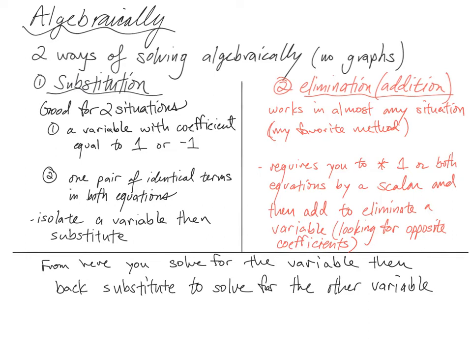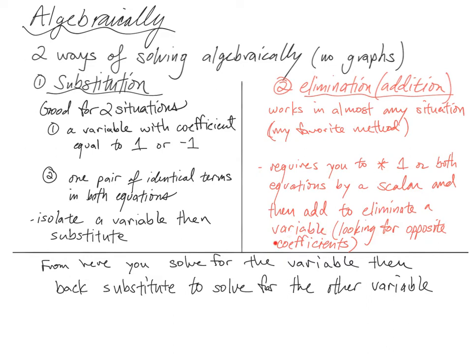As far as elimination is concerned, this generally works in almost any situation. And this, in fact, is my favorite method. I do not like the substitution method because it's not as versatile. But with the elimination or the addition, or you may say elimination by addition, it requires you to multiply either one or both equations by a scalar that's just a constant, as long as it's not 0. And then add the equations to eliminate a variable.